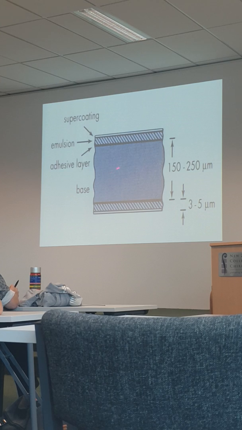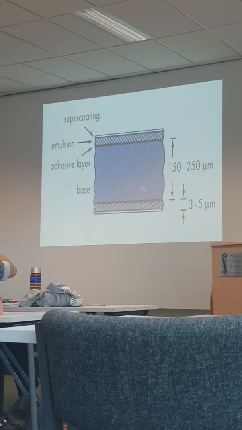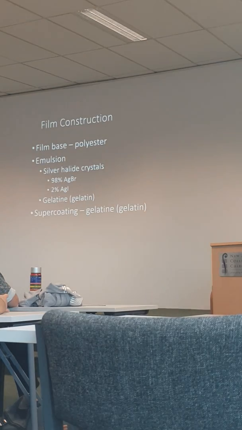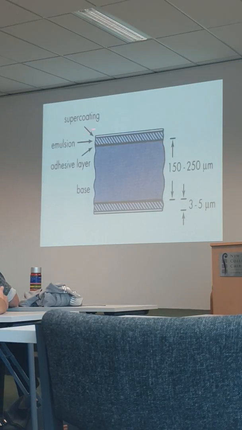So this is what it looks like. Got the big base in the middle. This is a double emulsion film, by the way. Emulsion down here and emulsion up here. The polyester base in the middle. You've then got the adhesive layer just holding the emulsion to the base. You've then got the emulsion, which is a silver halide, as well as some gelatin, and then you've got another super coating of gelatin so that it doesn't get scratched.